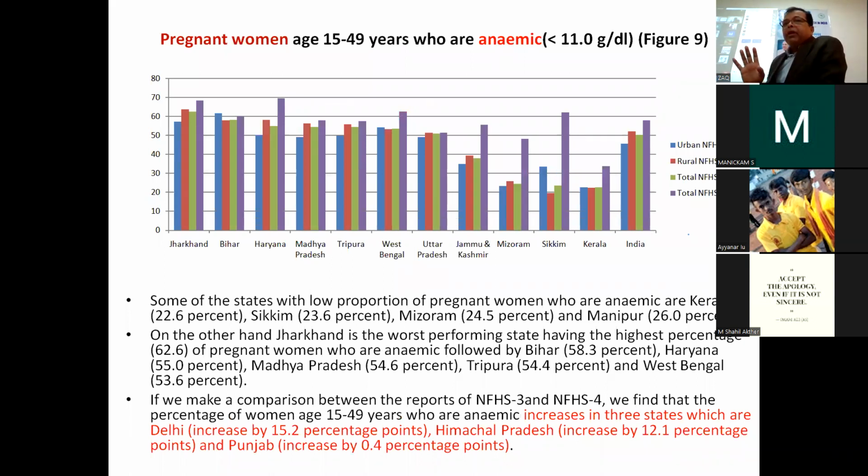Then we come to pregnant women. Pregnant women in the age of 15 to 49 years. This is the beginning of the birth cycle. When women become pregnant, they conceive babies, and those babies take birth. A malnourished mother will give birth to a malnourished child. A woman who is suffering from some kind of illness will give birth to a child who has the probability of getting affected by some of those diseases. And this probability is very high.